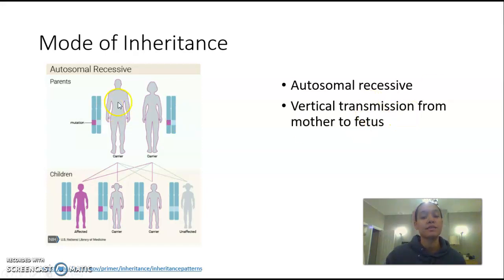So the mode of inheritance for CH is autosomal recessive. So you can see it requires 2 carriers, and there's a 1 in 4 chance that a child will be affected.